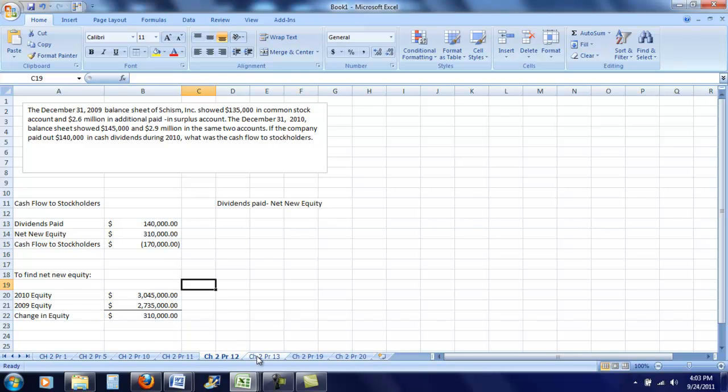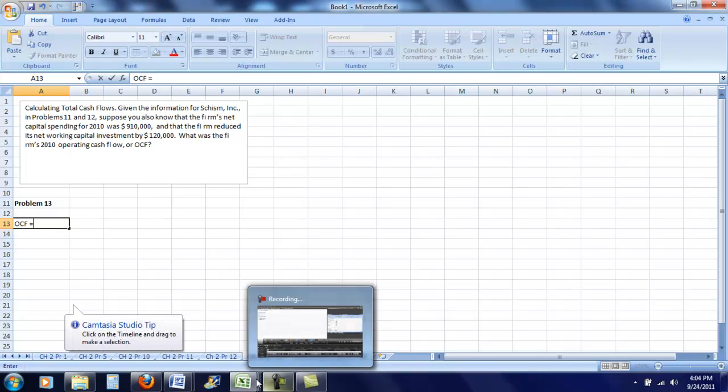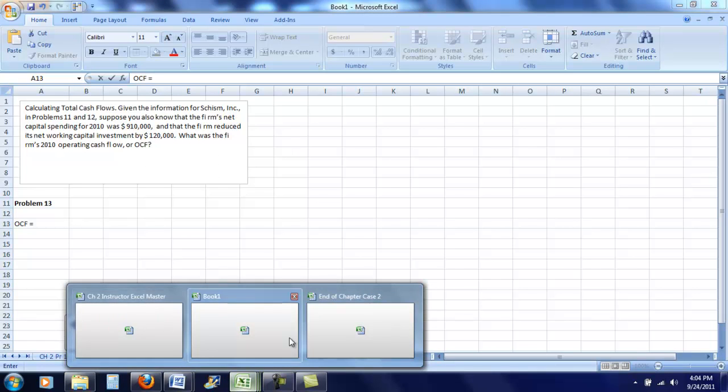So, problem 13 says, given the information in problem 11 and 12, suppose you also know that the firm's net capital spending for 2010 was $910,000, and the firm reduced its net working capital investment by $120,000. What was the firm's operating cash flow? Now, remember our formula for operating cash flow. Equals. And if you're not sure, you can check back here.